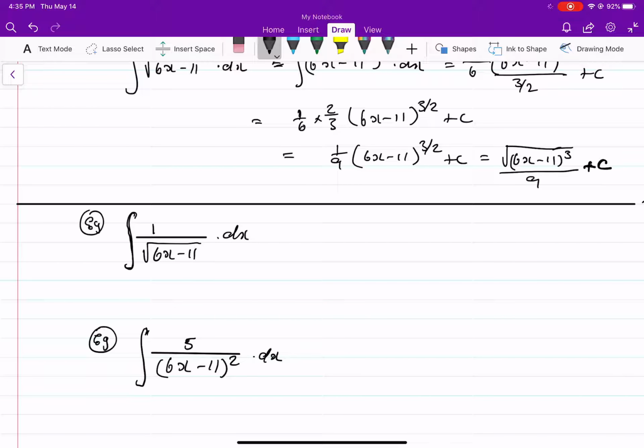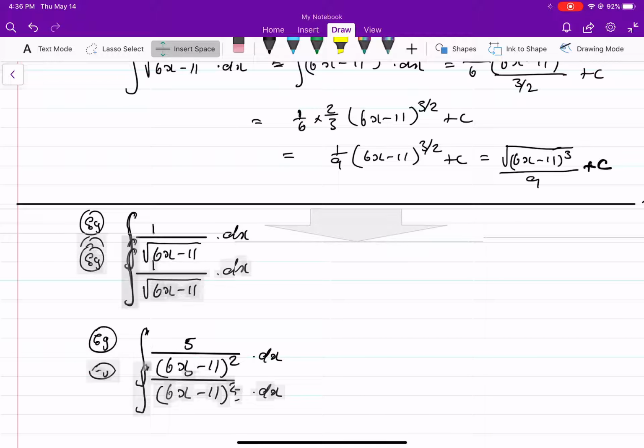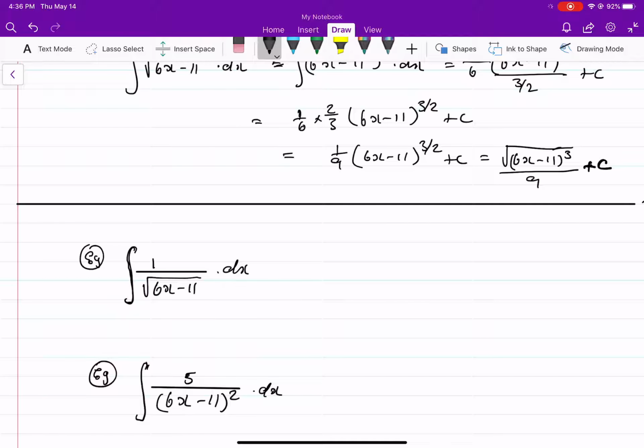Well, the rule didn't cater for 1 upon anything. The rule did not cater for 1 divided by. How are we going to handle this one? Well, at least we can start out by rewriting it as the integral of 1 upon 6x minus 11 to the power of a half. But the rule is not for 1 upon f of x to the n. The rule is for f of x to the n, isn't it? So all I'll do is throw the entire denominator up into the numerator.